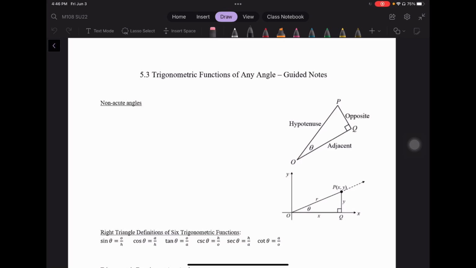Welcome back to our series on trigonometry. We're going to be dealing with trigonometric functions of any angle. Now, when we had our first few sections that we were covering, we dealt with acute triangles. They were right triangles with one angle that we were focusing on, and we were doing the 6 trigonometric functions. Now, what if we have non-acute angles?